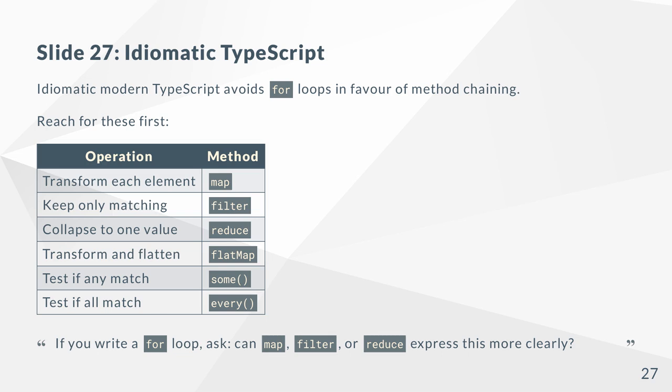Idiomatic modern TypeScript avoids for loops in favor of method chaining. When you need to transform each element, reach for map. When you need to keep only matching elements, reach for filter. When you need to collapse to one value, reach for reduce. When you need to transform and flatten, reach for flatMap. For testing, some checks whether any element matches, and every checks whether all elements match. If you find yourself writing a for loop, ask, can map, filter, or reduce express this more clearly? Usually the answer is yes.